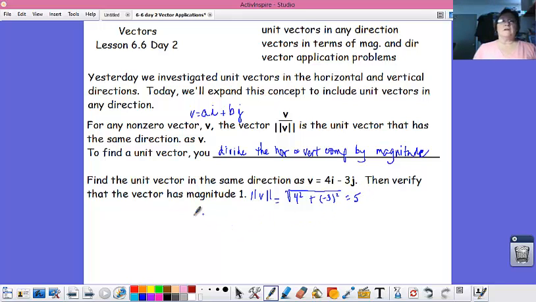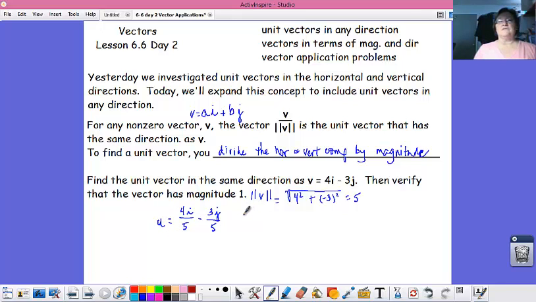So dividing through by 5, we'll get that unit vector, and I'm going to call it u. The unit vector will equal, well, we had 4i. We need to divide that by 5. We had minus 3j, and that gets divided by 5. And there's our unit vector, folks.